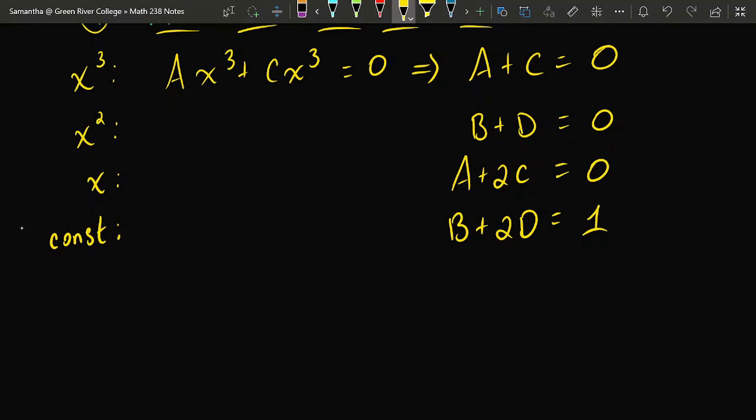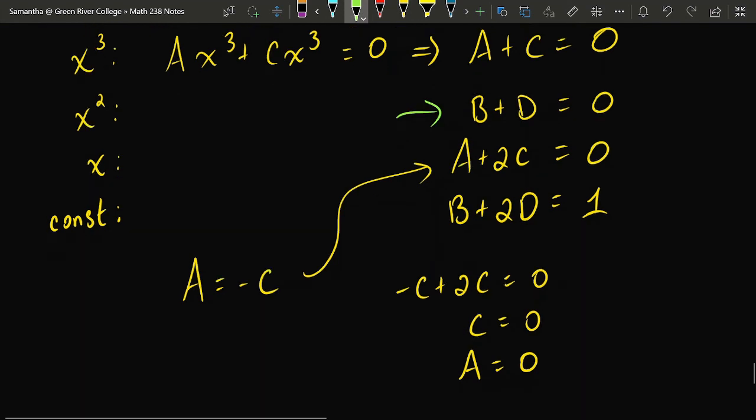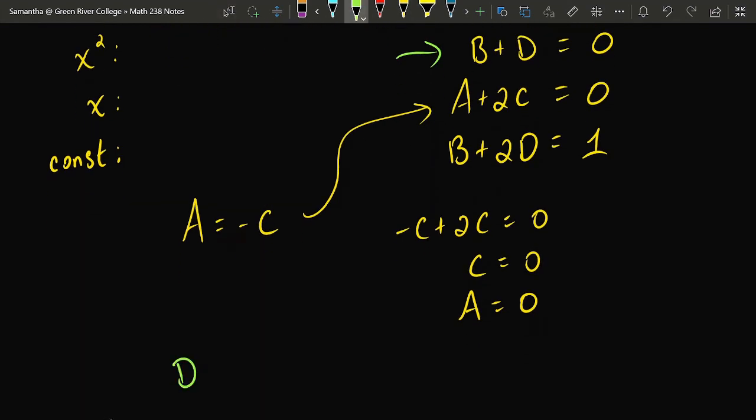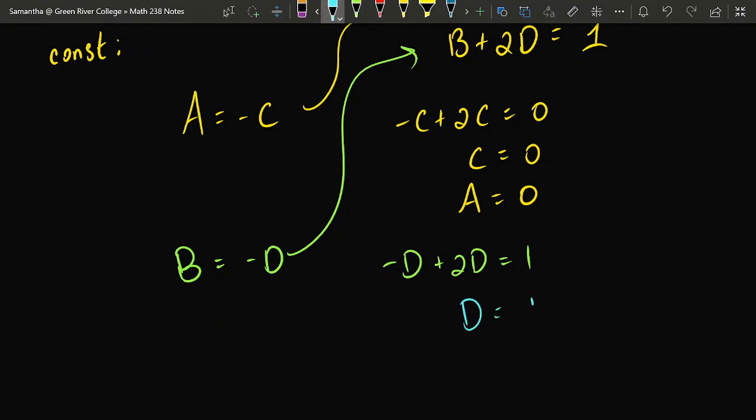For example, equation number 1 implies that a and c are opposites. And if I plug that into equation number 2, I get negative c plus 2c equals 0, which means that c is equal to 0, which means that a must also be 0. Equation number 2 implies that b and d are opposites. If I plug that into equation number 4, then I get negative d plus 2 times d is equal to 1, which implies that d itself is equal to 1. And therefore, b must be equal to negative 1.